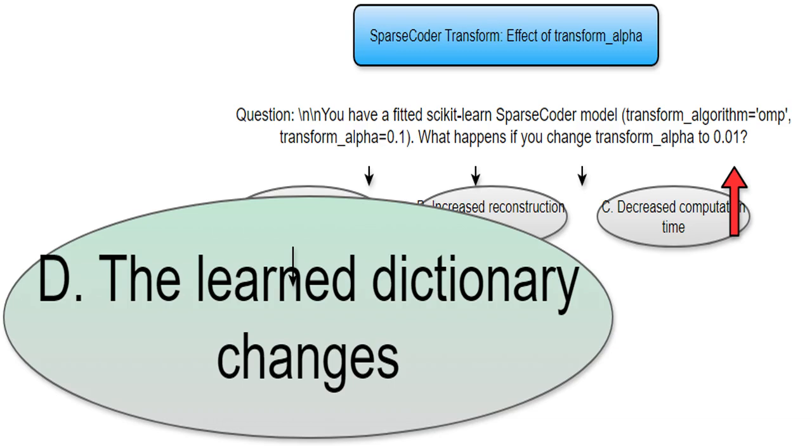The dictionary is learned during the fit step, completely separate from the transform step where transform_alpha is used. Changing transform_alpha only changes how the existing dictionary is used to represent the data, not the dictionary itself. Think of it as having a set of building blocks, the dictionary, and transform_alpha only affects how I choose which blocks to use for each build, representing each data point.